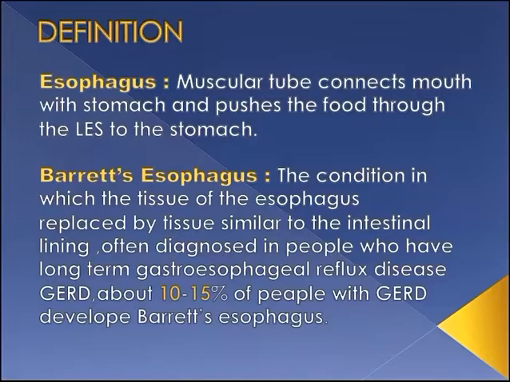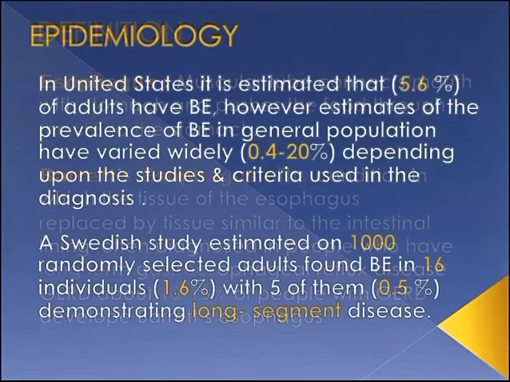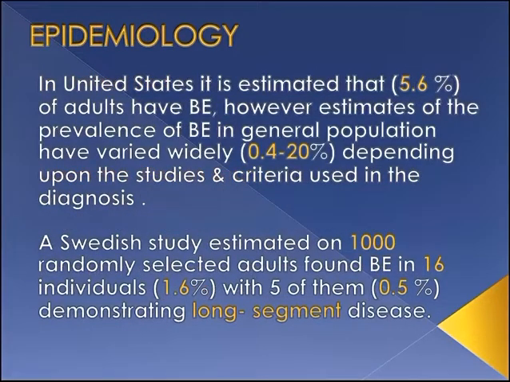About 10 to 15% of people with GERD develop Barrett's esophagus. In the United States, it is estimated that 5.6% of adults have Barrett's esophagus. However, estimates of the prevalence of Barrett's esophagus in the general population have varied widely, between 0.4 and 20%, depending upon the studies and the criteria used in the diagnosis. A Swedish study of 1,000 randomly selected adults found Barrett's esophagus in 16 individuals, with 5 of them demonstrating long segment disease.